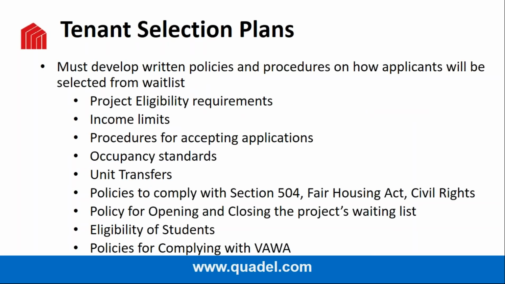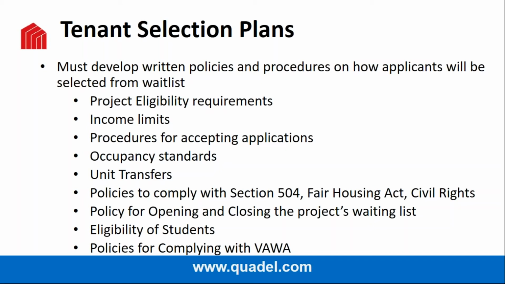Tenant selection plans. PHAs and owners must develop and make public written tenant selection plans and policies and procedures that include descriptions of both the program and the project eligibility requirements. Furthermore, the TSP must include information on the PHA or owner's screening criteria, the unit size and occupancy standards, income limits, preferences, and unit transfer policies. These are spelled out in Figure 4-2 of HUD Handbook 4350.3 and provides excellent guidance for PHAs and owners to develop their tenant selection plans.